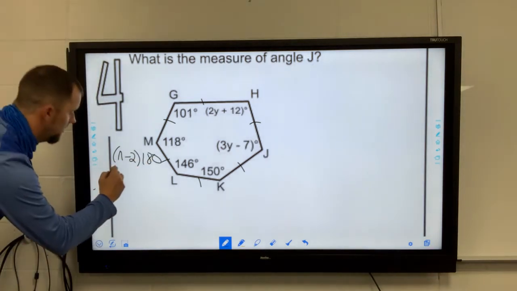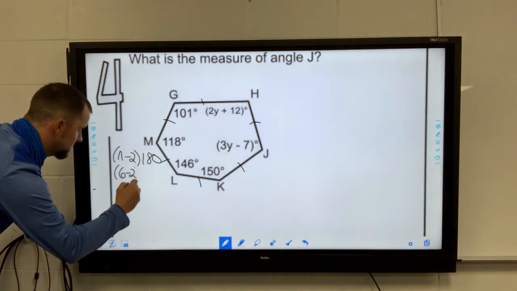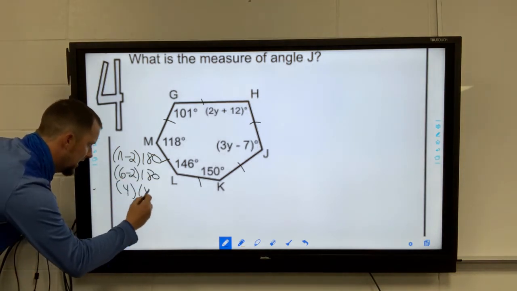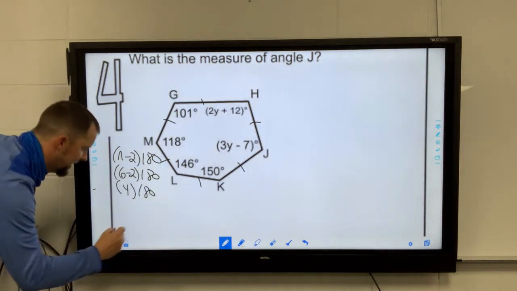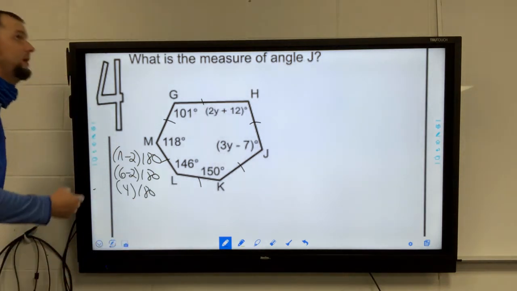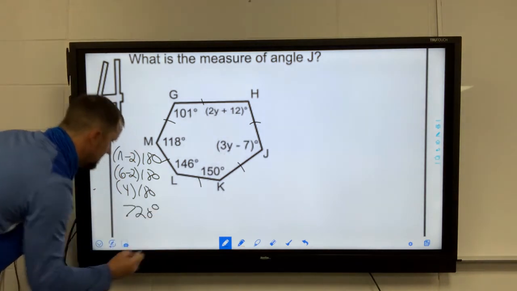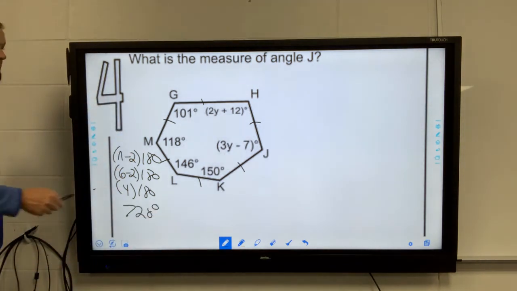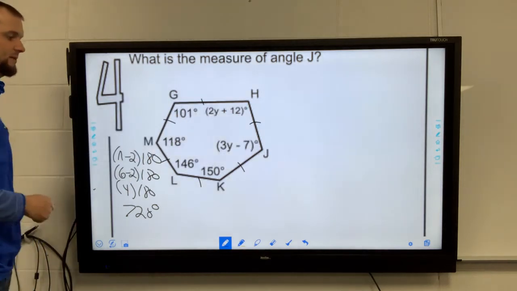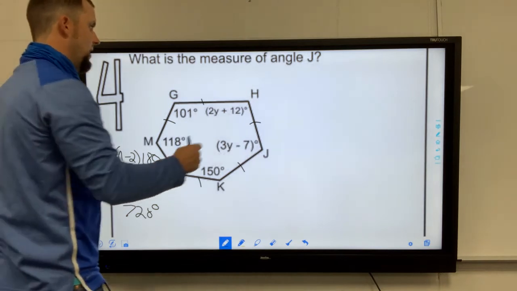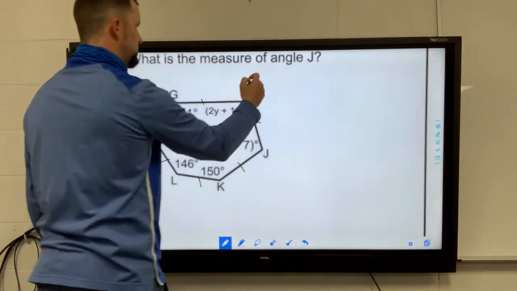So right now I have 6 sides. 6 minus 2 gives you 4. And if I do 4 times 180, that's going to end up giving me 720 degrees. So that means all these angles are going to add up together to equal 720 degrees. So let's go ahead and do that. So right now I have 101.